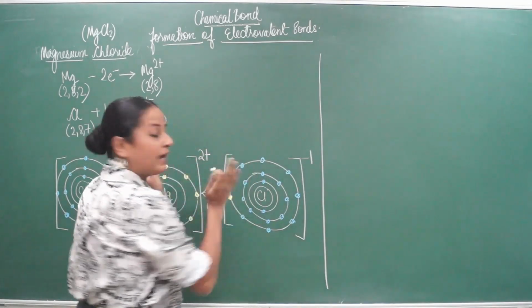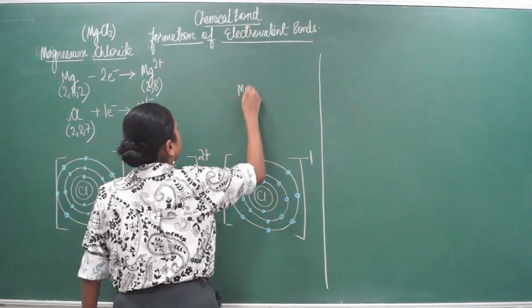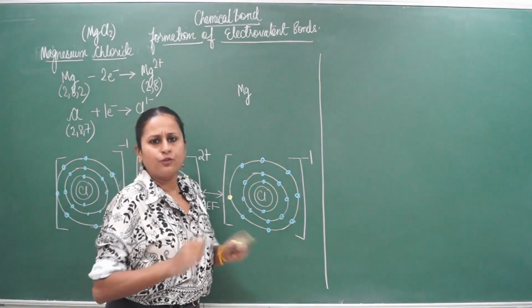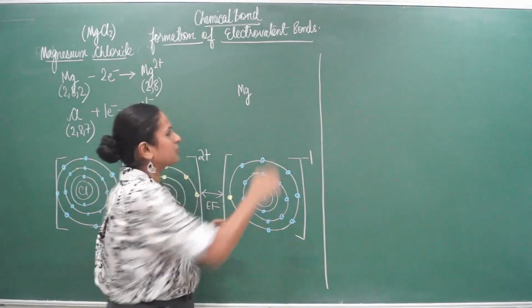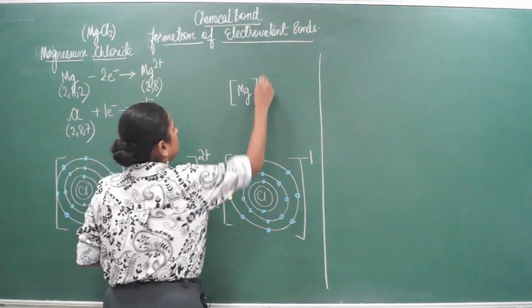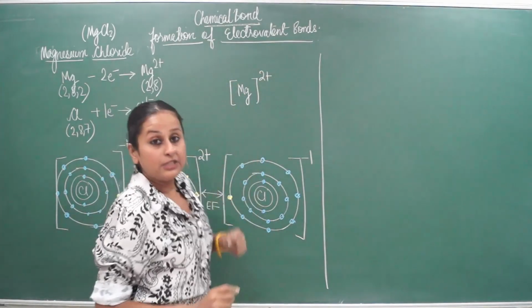So let us draw the Mg first. Mg does not have the last shell, so we won't draw anything. It has lost its last shell. So Mg only with a charge. So it's an Mg ion.